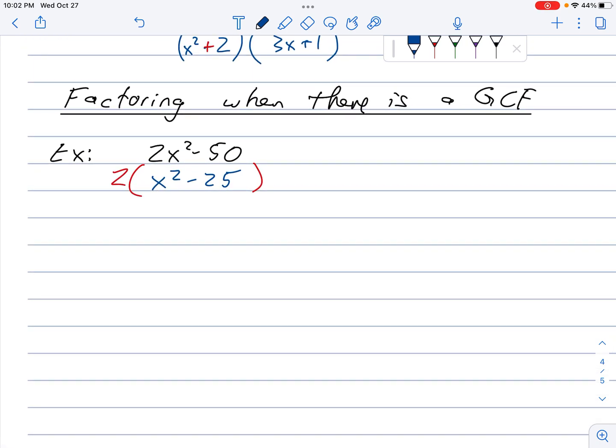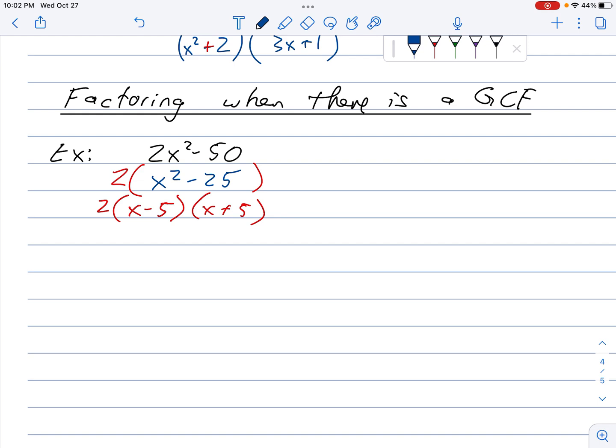So anyway, I'm taking out a 2 as a GCF. Now I'm looking in the parentheses. I'm like, oh, that's a whole lot easier. I still have my 2 out in front. I have an x minus 5 and an x plus 5. I'm taking the middle, x squared minus 25, writing it right there, and then the 2's out in front.